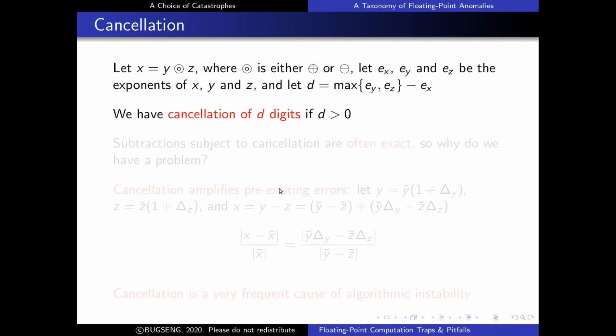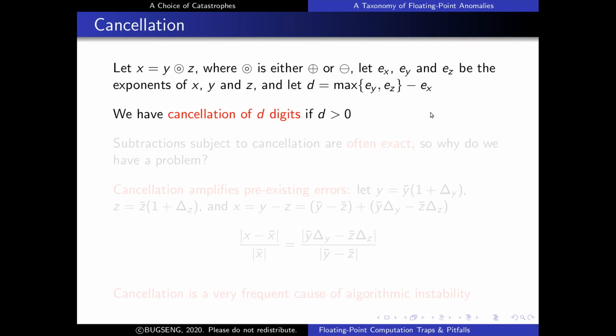Now, this is new. We didn't see this in the previous webinar. Cancellation. Cancellation is a very, very important problem. It's when you do an addition or a subtraction between two numbers, and there is a difference between the maximum of the exponents of the operands and the exponent of the result. So d is the maximum between the exponent of y and the exponent of z, minus the exponent of x, which is the result.